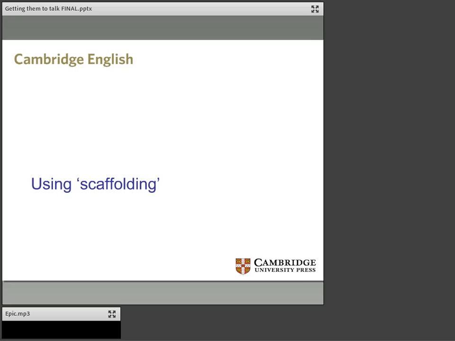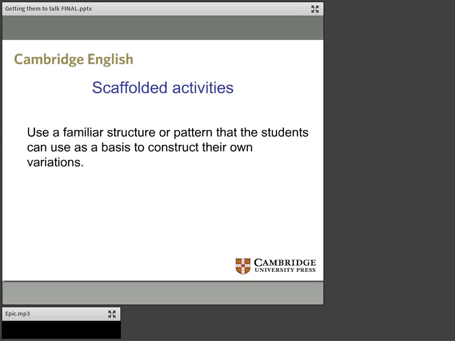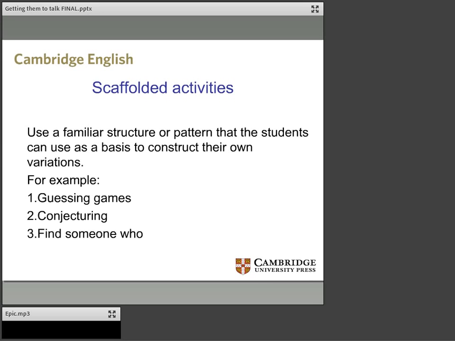My third section here was using scaffolding, where they're not actually learning entire texts by heart, but they are working with frames of speech that are familiar to them and easy to use. So things that use a familiar structure or pattern that they can use as a basis to construct their own utterances, their own variations. For example, guessing games, conjecturing, find someone who, class surveys. I'll deal with each of these in turn.